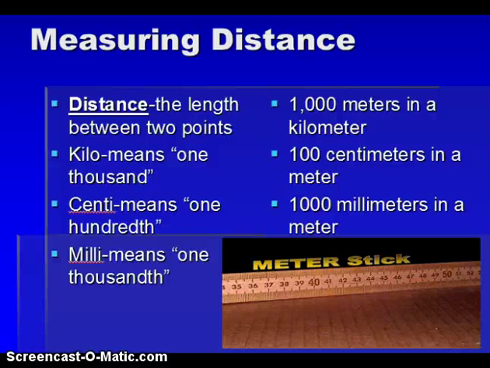Okay, and just to review, when we are measuring distance, distance is the length between 2 points, and in science, we use the metric system. If you're dealing with the metric system, there are 1,000 meters in a kilometer, 100 centimeters in a meter, and 1,000 millimeters in a meter. Kilo means 1,000, centi means 100th, and milli means 1,000ths.